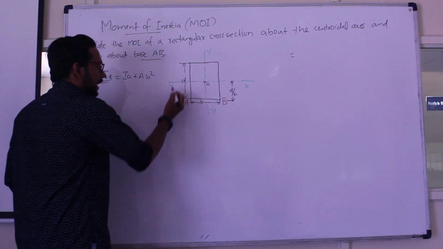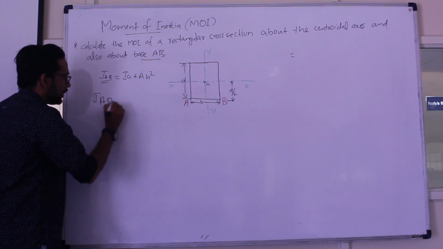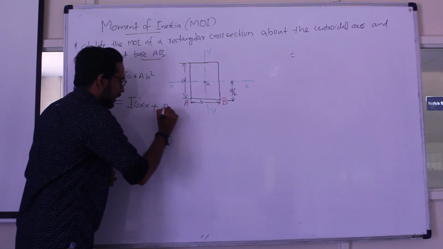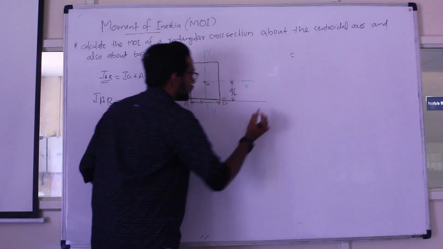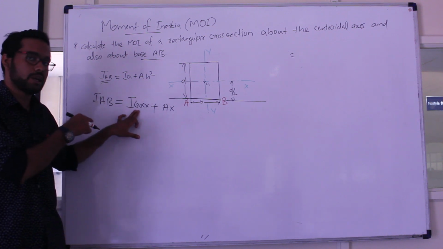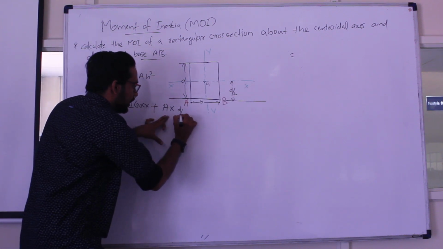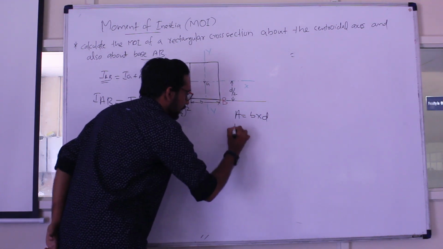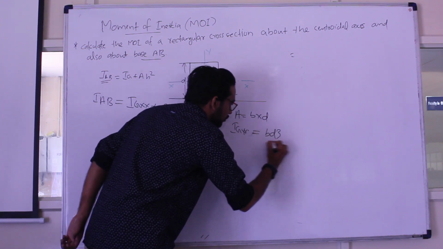So we know the moment of inertia about the centroidal xx axis, that is Igx. In this case we can say IAB equals Igx plus the product of the area and the square of the distance between the two axes. For an axis passing through the base AB, IAB is equal to the centroidal moment of inertia plus the product of the area and the square of the distance between the two axes, that is d by 2 all square. We know the area of the strip is b into d, and Igx we have already derived: Igx is equal to bd cube by 12.